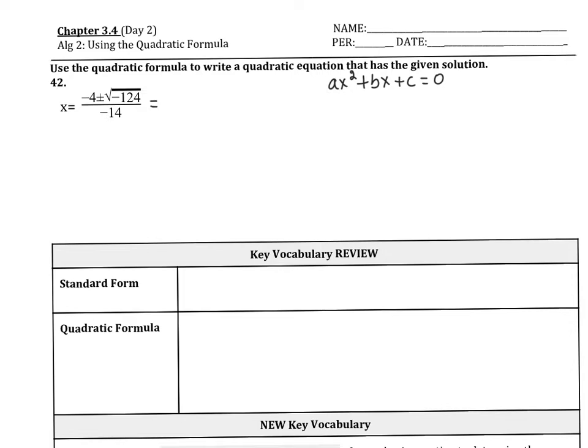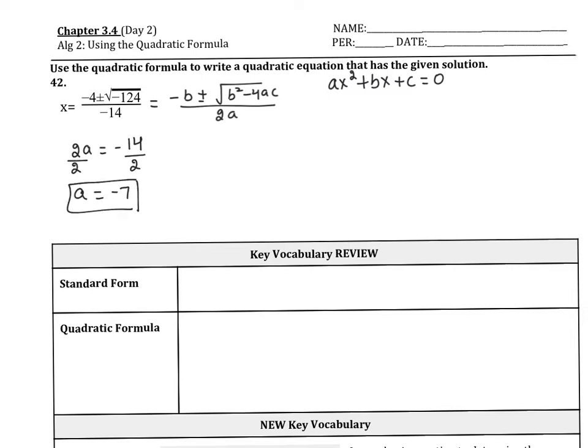We compare this solution with the formula negative b plus or minus the square root of b squared minus 4ac, divided by 2a, which means that 2a equals negative 14. Divide both sides by 2, and you get a as negative 7. Now you have a already, so you're going to plug it in here. Now we're going to find the other two variables, b and c.